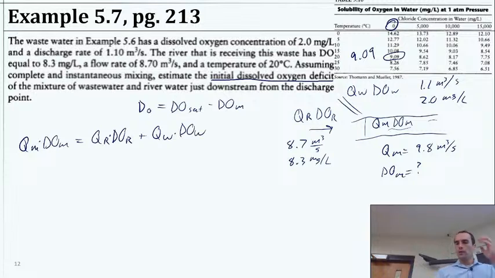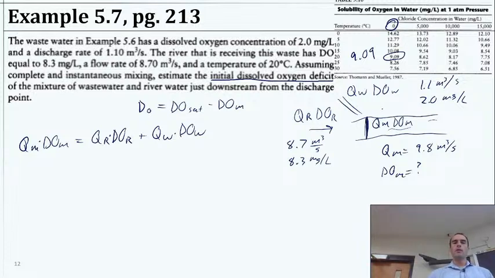All right, so in this problem, we can see what we're being asked for is that initial deficit. What we're referring to is that right once we have mixed the wastewater with the river water, that's our initial point, right? What we're tracking from there is anything downstream of that. So that's our initial point. I sort of drew that up with this little line right here.